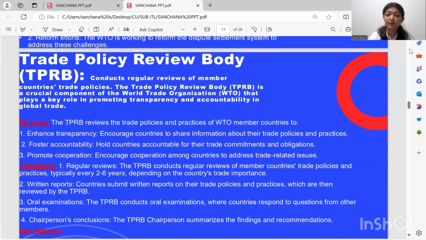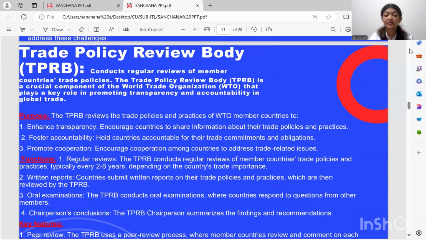Moving on to the Trade Policy Review Body. It conducts regular reviews of the member countries and their trade policies. The Trade Policy Review Body is a crucial component of the World Trade Organization that plays a key role in promoting transparency and accountability in global trade.